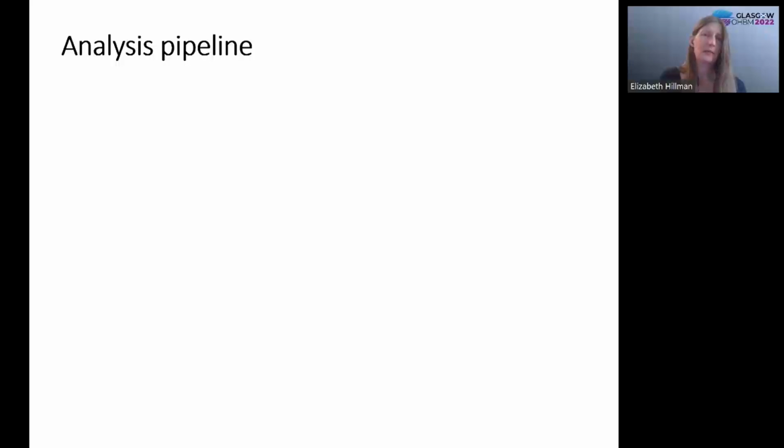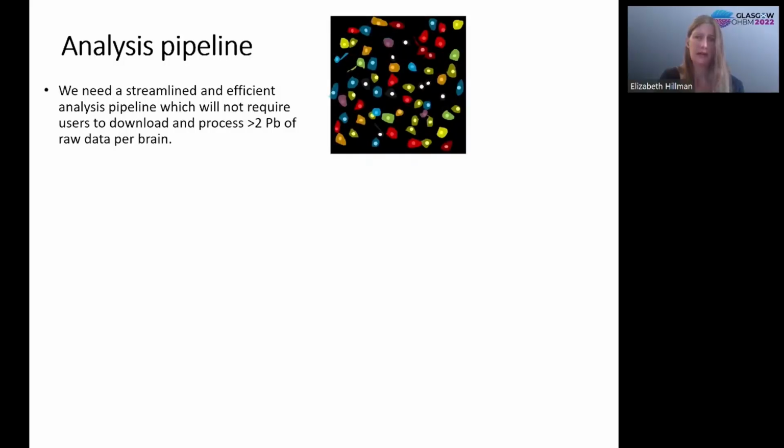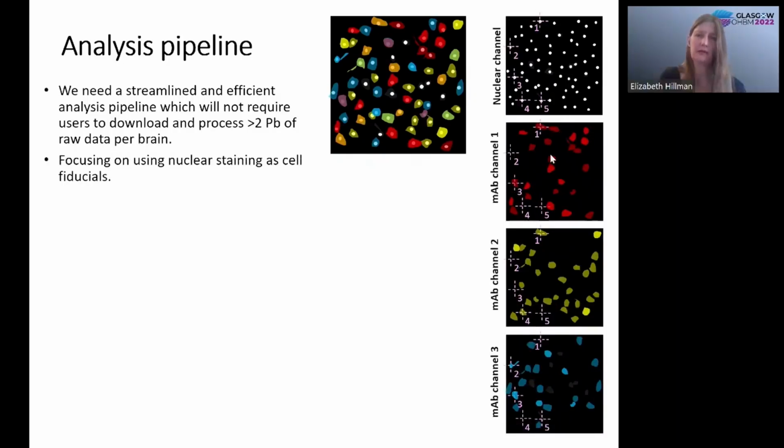So the analysis pipeline is a really key aspect of this, because we don't want to generate 3.5 petabytes of data that's just going to sit on a server and nobody's going to be able to do anything with it. So we need a streamlined and efficient pipeline that is going to allow us to process and share this data so that people can actually learn from it. The data I just showed you shows the general format of what we're expecting to have. The little white dots represent the nuclei, and then these different colors represent the different channels that we would be detecting with different antibodies.